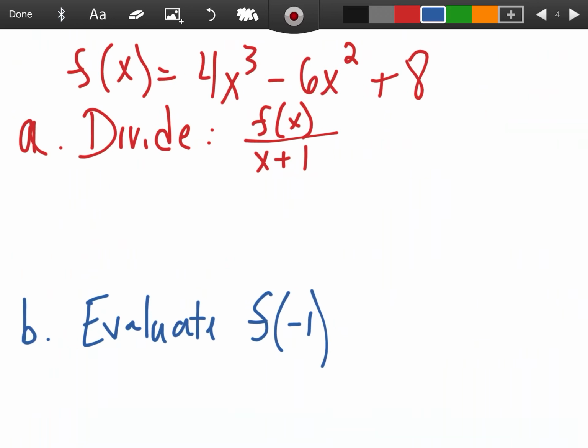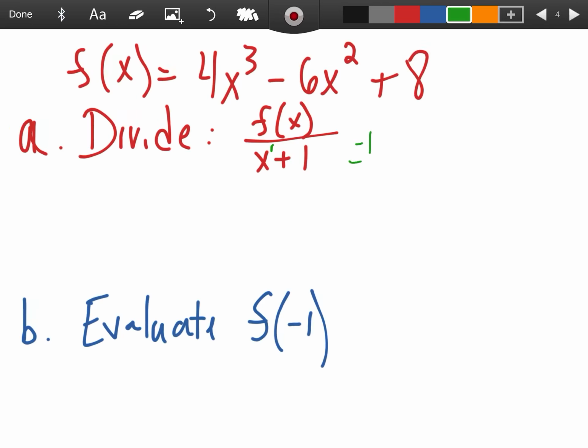Let's see what exactly I am talking about. Here we have this function, and we'll do a couple of different examples with it. f of x is equal to 4x cubed minus 6x squared plus 8. We're going to start by dividing f of x by x plus 1. We could do polynomial long division, but synthetic division is a little bit quicker, and since this is an x to the first power, we can definitely use synthetic division.